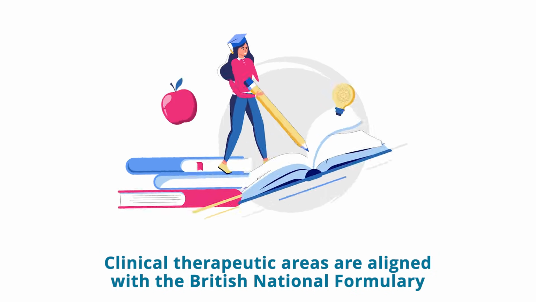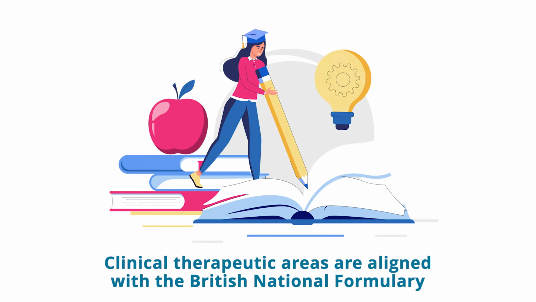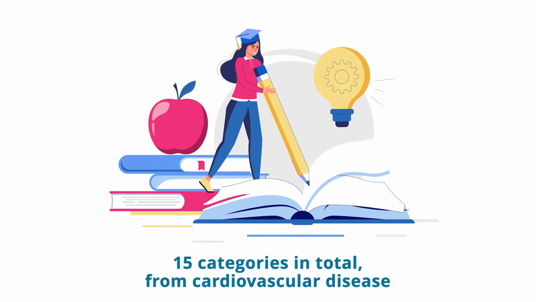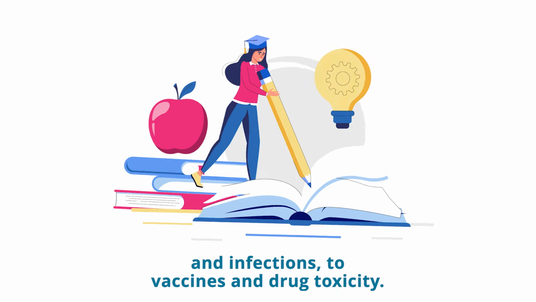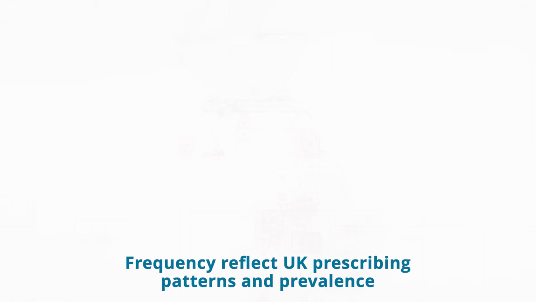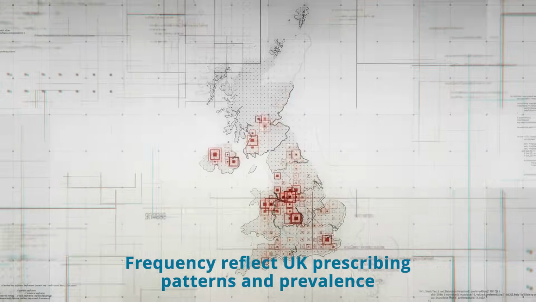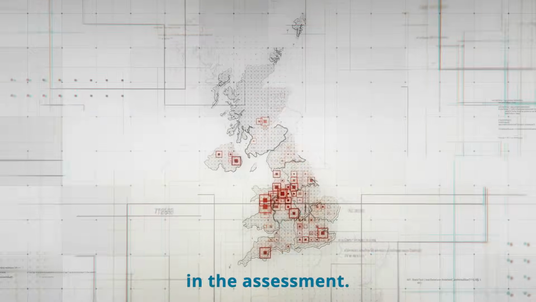Clinical therapeutic areas are aligned with the British National Formulary. 15 categories in total, from cardiovascular disease and infections to vaccines and drug toxicity. Frequency reflects UK prescribing patterns and prevalence in the assessment.